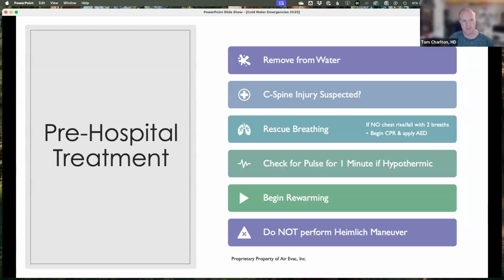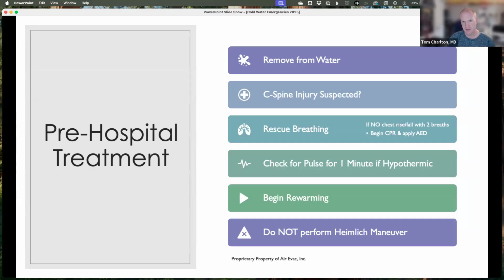So, what's our pre-hospital treatment? Well, it really focuses on a bunch of the standard stabilization things that we do for any sick patient. First, we got to get them out of the water, and that requires training typically. Luckily, a lot of area departments have folks that are qualified to be able to do this water rescue stuff.